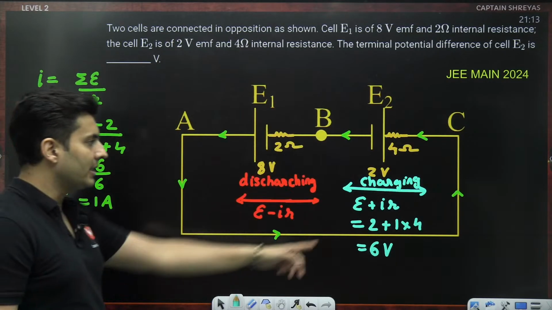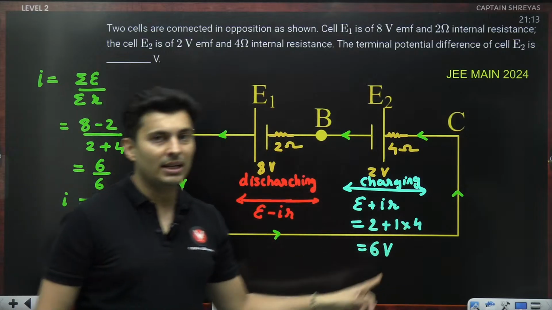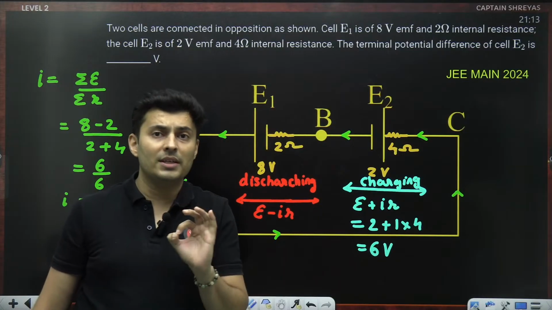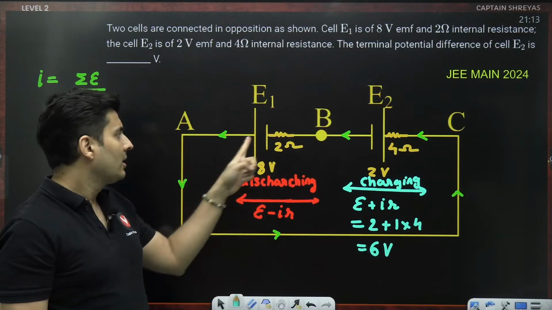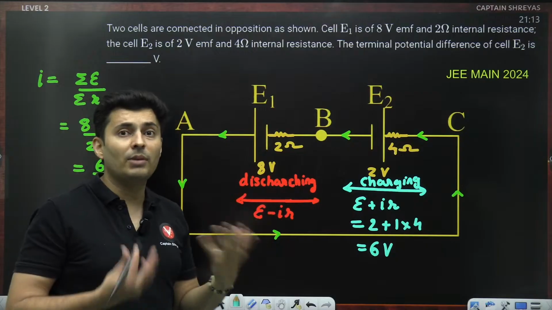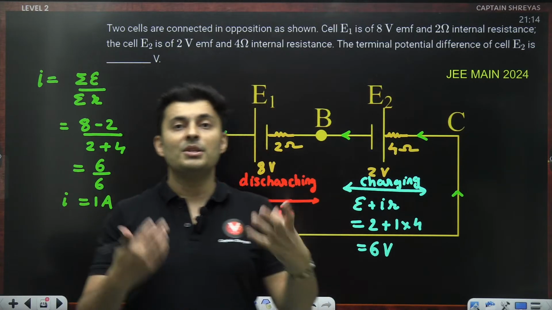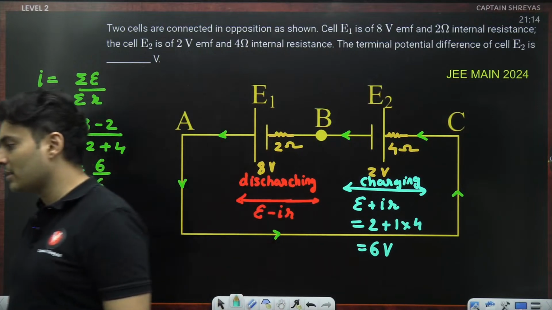Understood? For charging it is plus, for discharging it is minus. How do I know whether it is discharging or charging? See the direction of the current. Current is coming out of the battery, it is supplying, so it is discharging. Current is entering inside the positive terminal, so it is getting charged. That's the logic behind it.